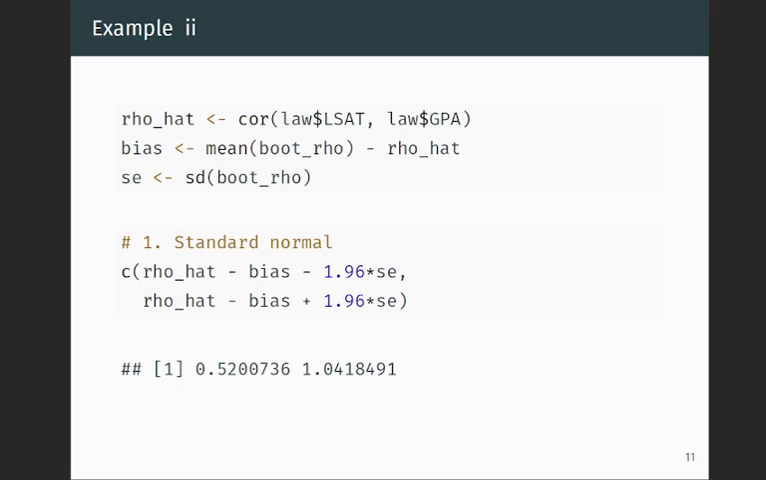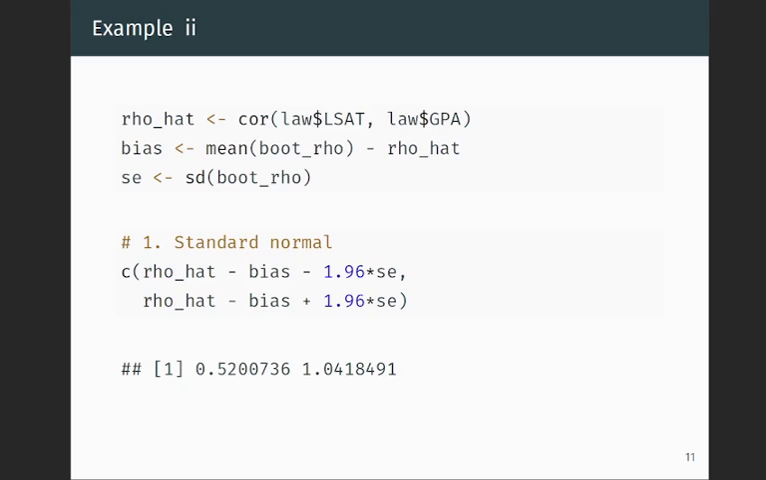And then, of course, rho hat will be the correlation on the original data, so without resample. Next, I compute the bias and then the standard error. The bias, remember, was the sample mean of the Bootstrap estimates minus the original estimate. And the standard error is the standard deviation of those Bootstrap estimates. Again, I just want to clarify, we're not dividing by square root of n here. The dependence on square root of n is already built into our samples. Okay, so now we have all the quantities we need. Let's build the confidence intervals.